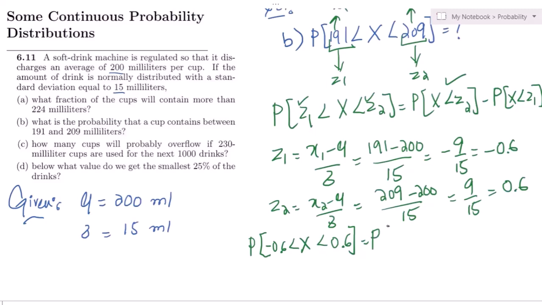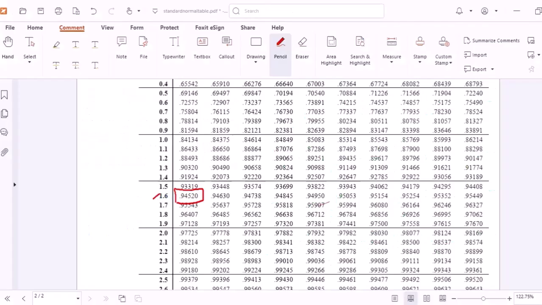We would find the probability that x is less than 0.6 minus the probability that x is less than minus 0.6. Okay, let me find these values from the z table. So in the z table, 0.6 is how much? This is 0.6 and the value it has is 0.7257.